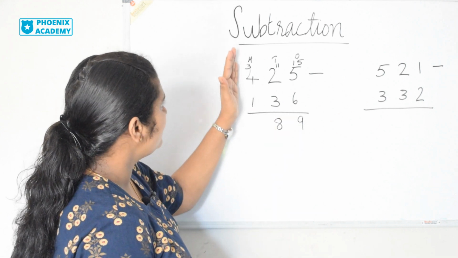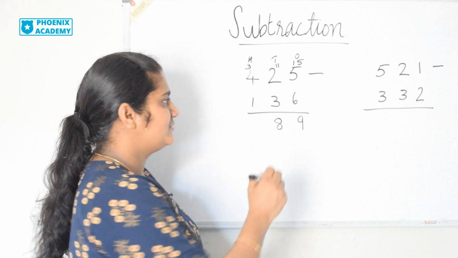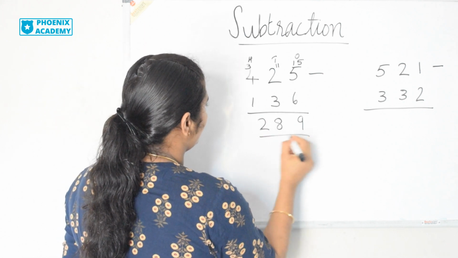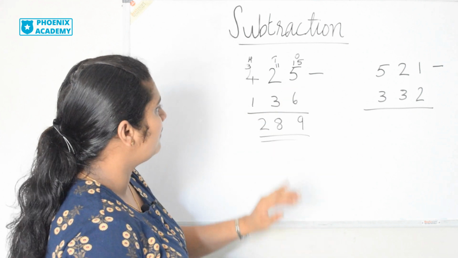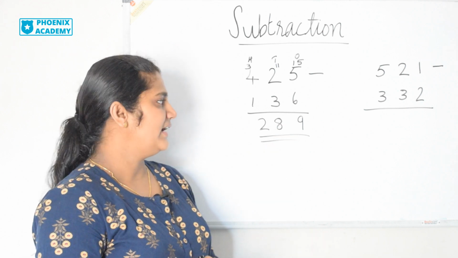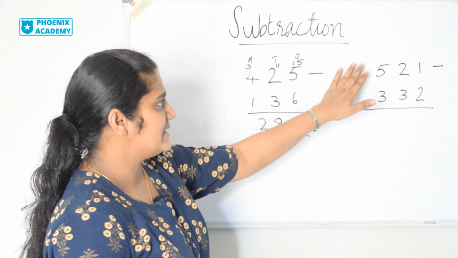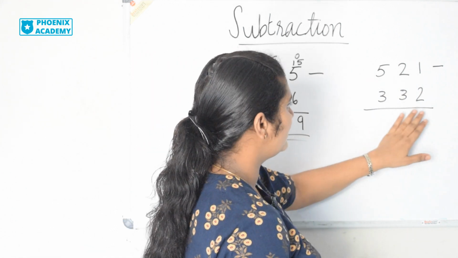Now let's subtract hundreds values. 3 minus 1. 2. So the difference of 425 and 136 is 289. Let's subtract this. 521 minus 332.